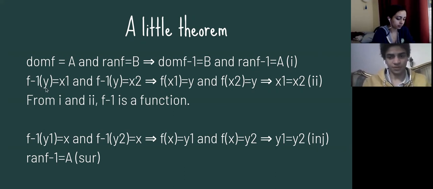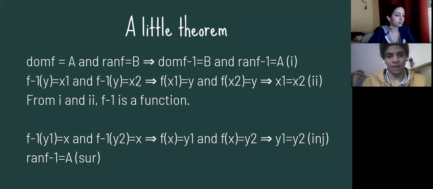Now, to check the second condition, I would say f inverse of y equals x1 and f inverse of y equals x2. What I want to prove is that x1 equals x2 in this case. Now, saying f inverse of y equals x1 and f inverse of y equals x2 is the same as saying f of x1 equals y and f of x2 equals y. So that's just from the definition of the inverse, right? So if I have f inverse of y equals x1, then f of x1 equals y. And if I have f inverse of y equals x2, then f of x2 equals y.